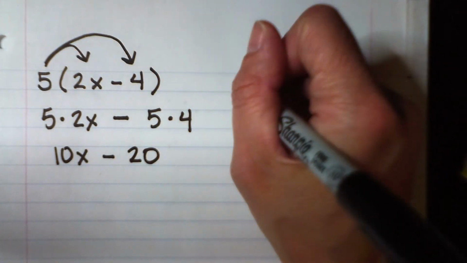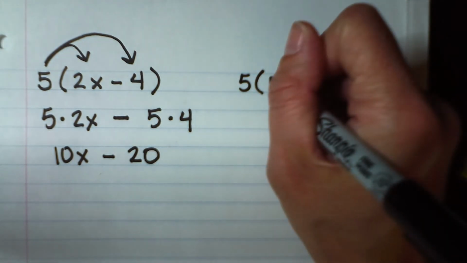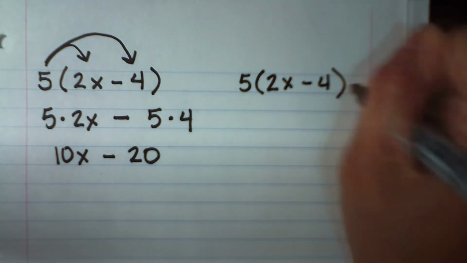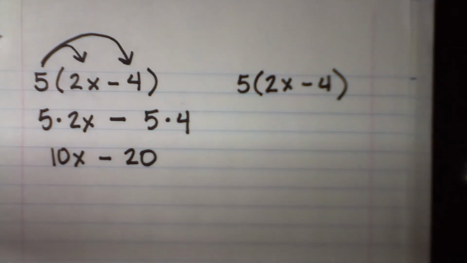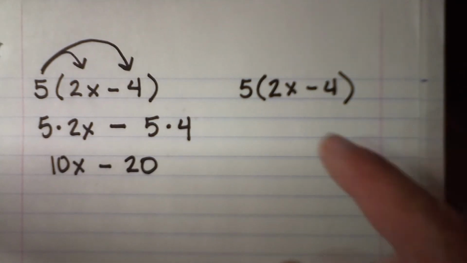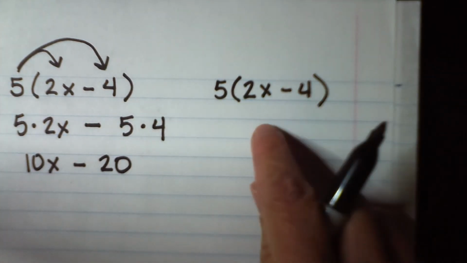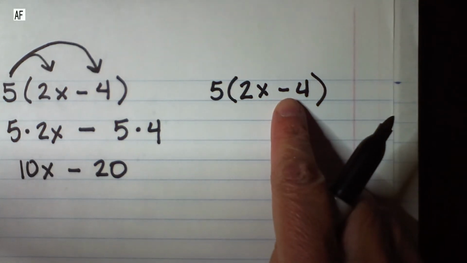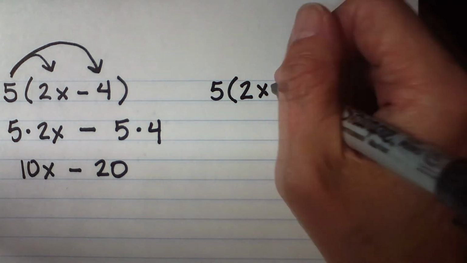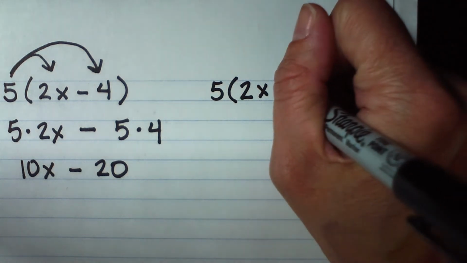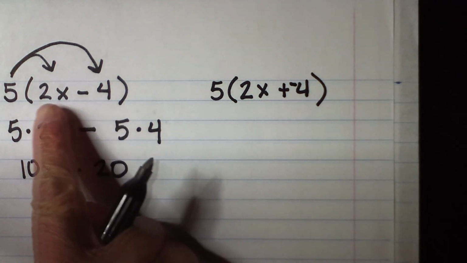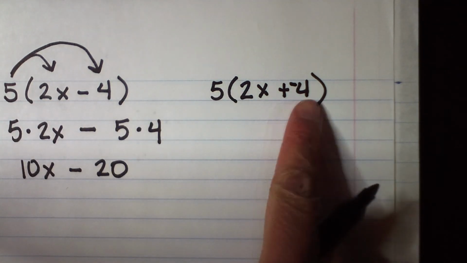I want you to think about this in a separate way, just to recognize that there's a couple of ways to think about this problem. I'm going to rewrite the same problem, 5 times 2x minus 4. And I want to remind you that when you have a subtraction sign, it's the same thing as adding a negative. We've talked about that many, many times. So I'm going to rewrite this problem right here. Instead of subtracting a 4, I'm going to rewrite it as adding a negative 4. That is the same problem as this, just written as an addition of the opposite.